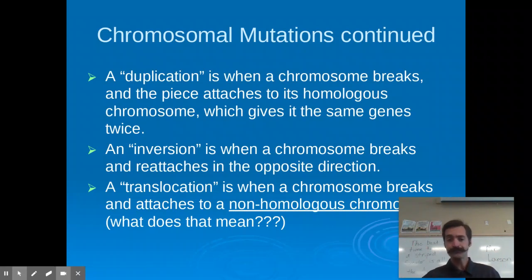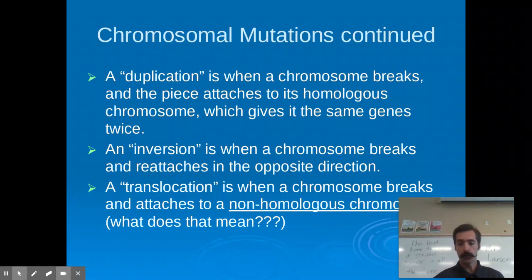Now, an inversion is when a chromosome breaks and reattaches in the opposite direction. So let's say we have our marker here. It breaks off this top and attaches here at the bottom. It's going to have different properties than it did before. Just like now I can write with it if it has it like this, where if it has the top on, I won't be able to write with it. Basically, it has different properties because of that sort of change.